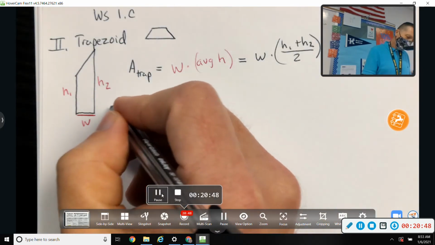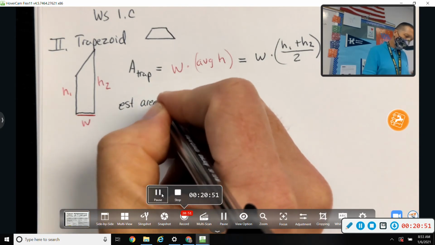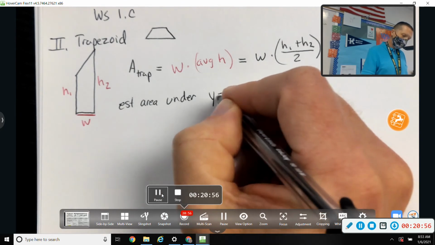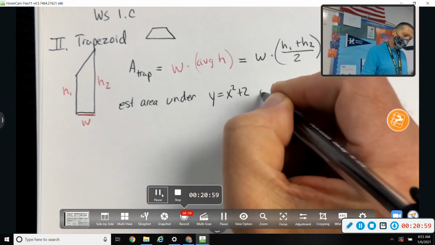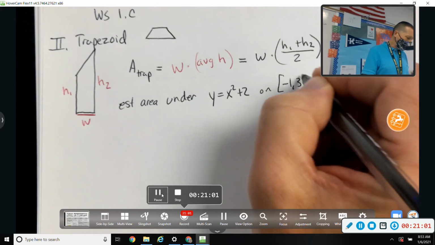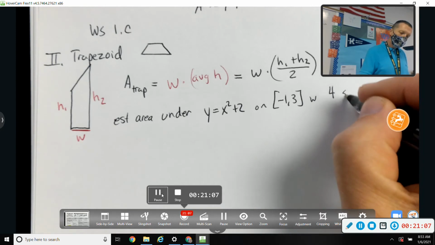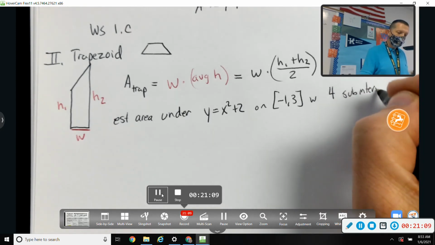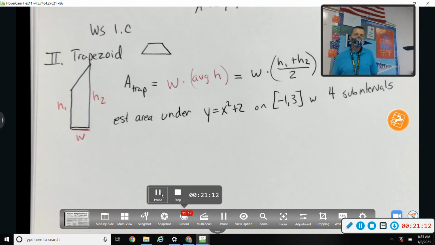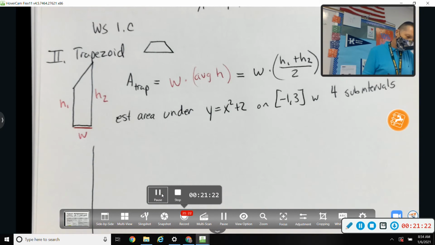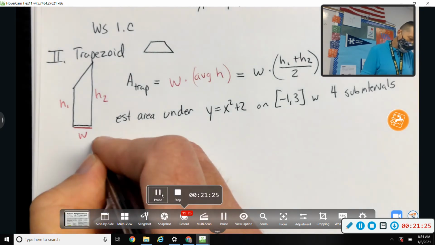So let's estimate the area under, let's do the same shape. Y equals x squared plus 2 on -1 to 3 with 4 subintervals. It's not 4 rectangles now, it's 4 trapezoids. So I'm going to draw the picture again. This time I know I need to get to 11. I should have planned that out better last time.